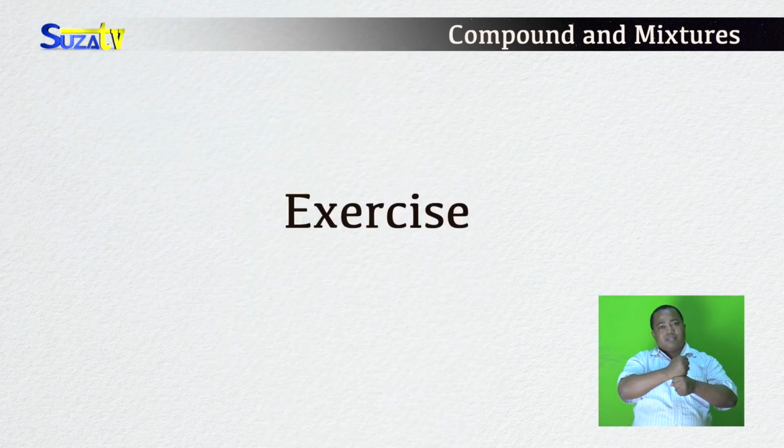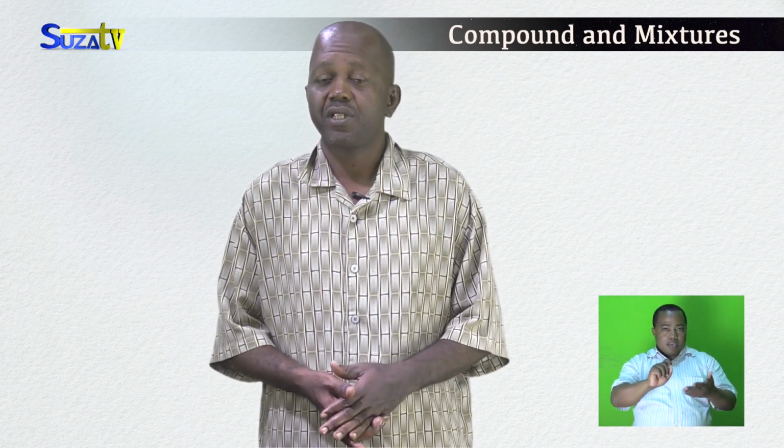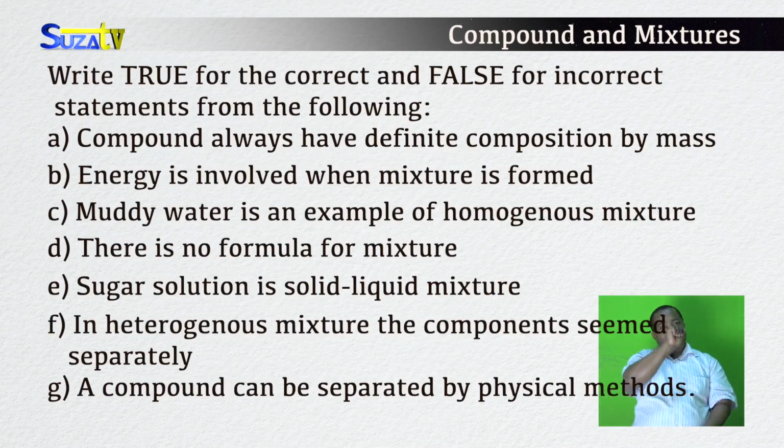Exercise. Write true for the correct and false for the incorrect statement. A. Compounds always have definite composition by mass. Energy is involved when a mixture is formed. Muddy water is an example of a homogeneous mixture. There is no formula for a mixture.